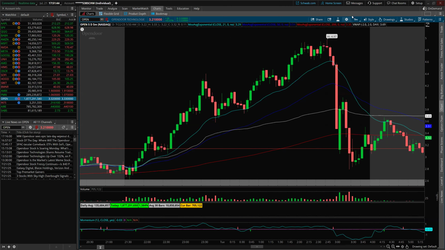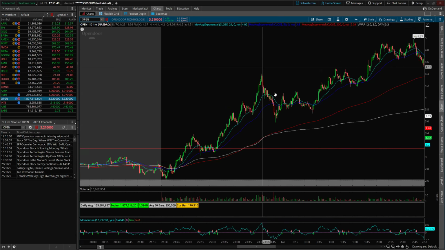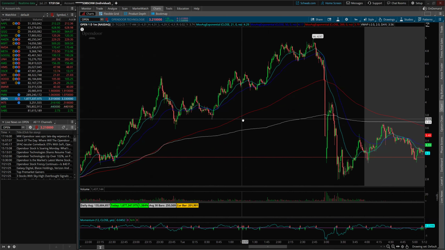When you see the 1 minute is very choppy, you see no clear definitive trend. You see the price is just up and down the EMAs and stuff. Open up your time frame. Use the 5 minute. It should give you a much clearer picture of the situation.